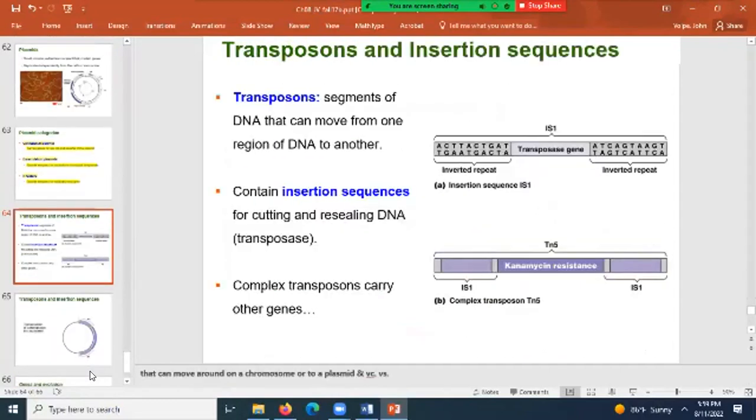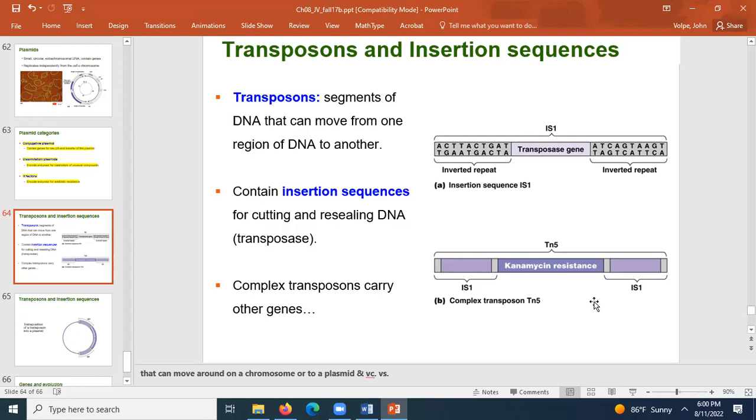Oops, that's the wrong one. Here we go. And then if transposons move from the chromosome to a plasmid, that can encourage the newly moved DNA to move to another cell by horizontal gene transfer. So transposons and recombination do not give the cell new genes, but they shuffle up the genes, making new combinations possible.